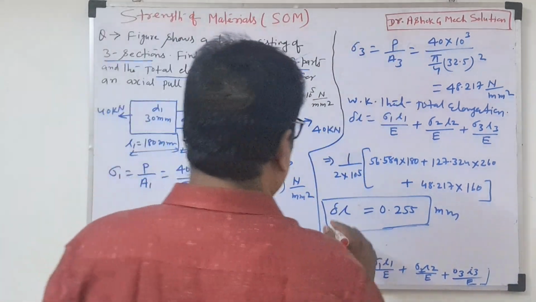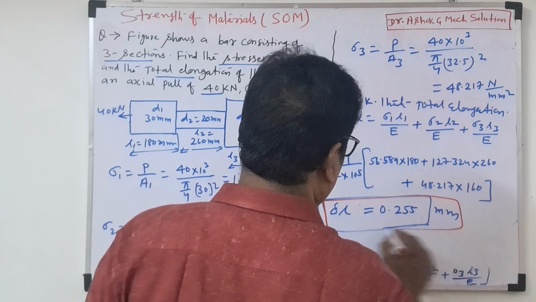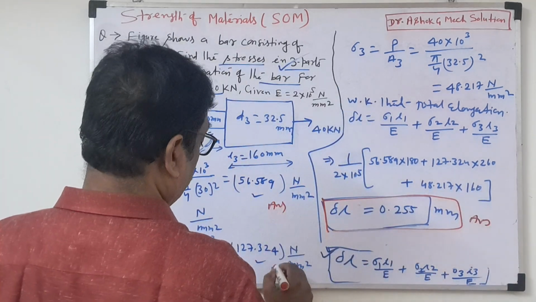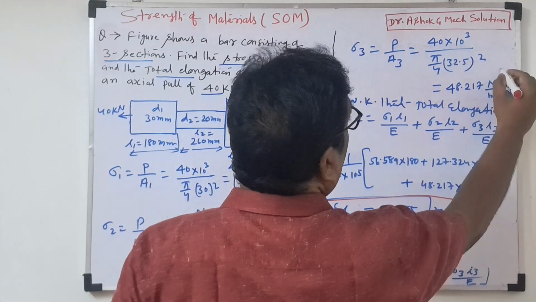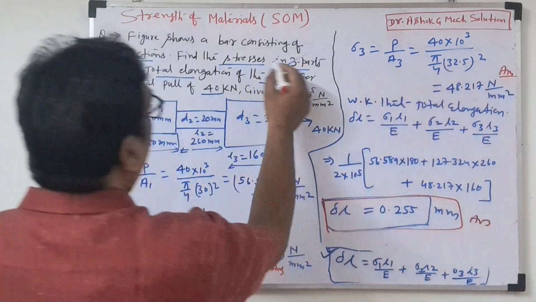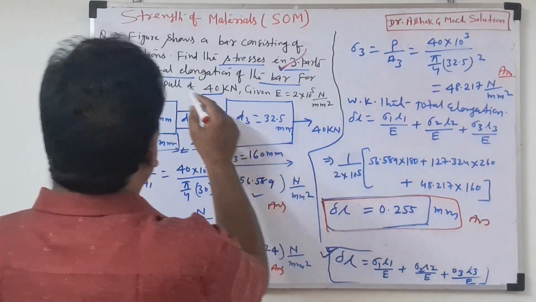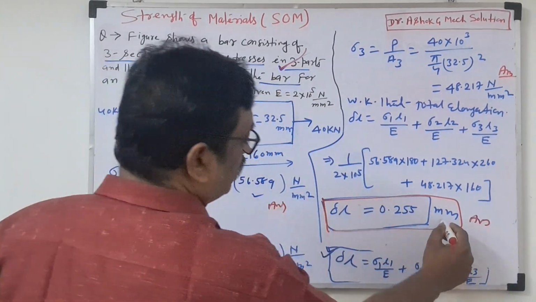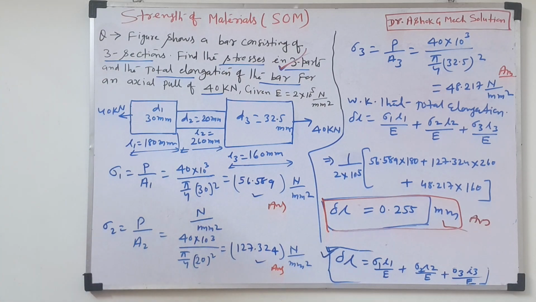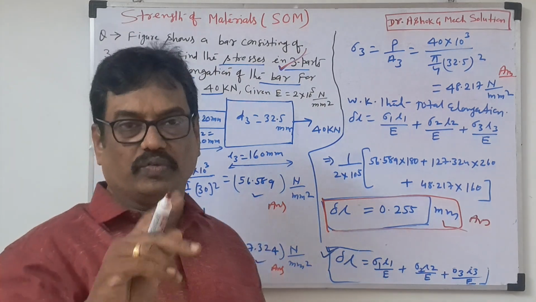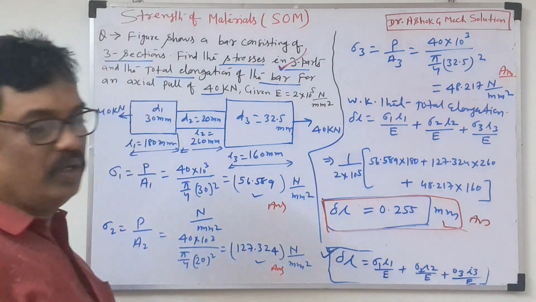This is the answer for the stresses developed in the three sections, 1, 2, 3, and then the total elongation of the bar. This is a very simple problem. If a question like this is solved, in strength of materials the first unit you can solve easily.